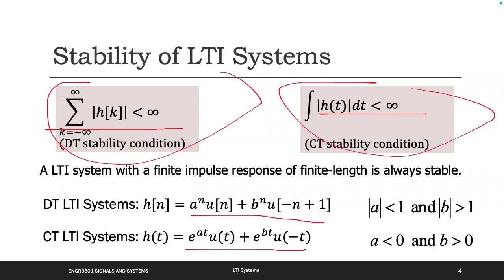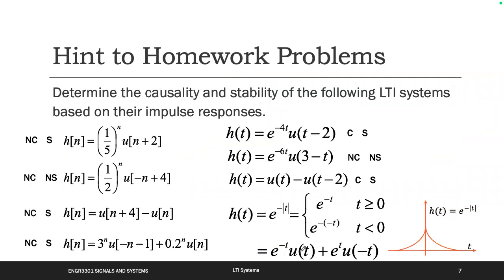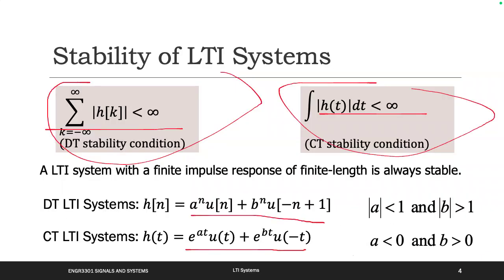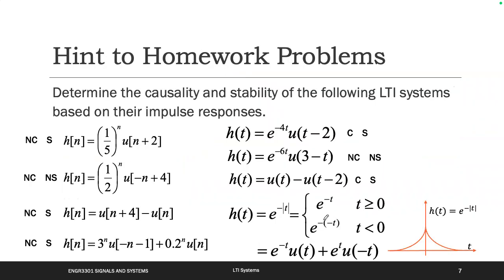a smaller than 0, am I right? And b greater than 0, am I right? That makes sense to you? Yeah, one is -1, the other is 1. So stable. That makes sense to you? So this one is non-causal but stable. Am I right? Yeah.